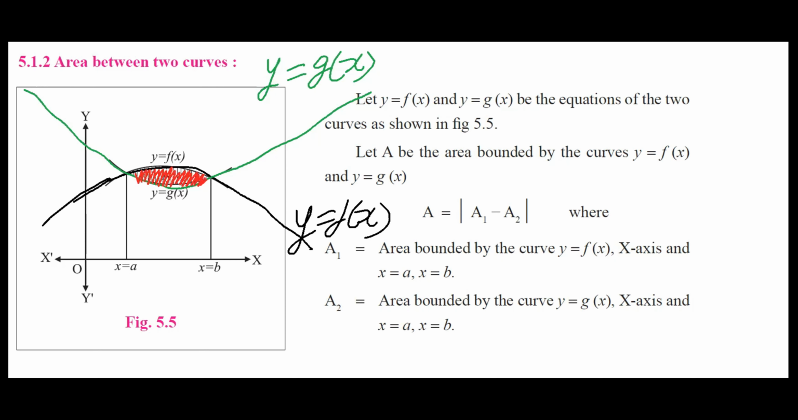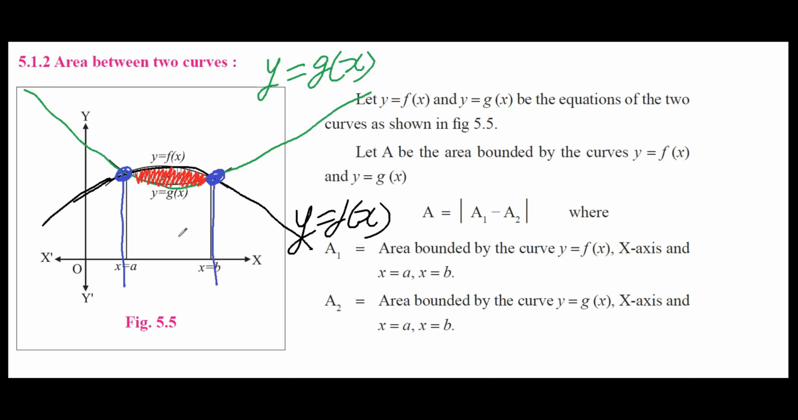So what is the first job? Your first job is to find the intersection points of these two curves. This point you have to find, and this point you have to find. How are you going to find these two points? By solving these two functions simultaneously. With that, you will get the values of x, two values. One will be your lower limit and another will be your upper limit.